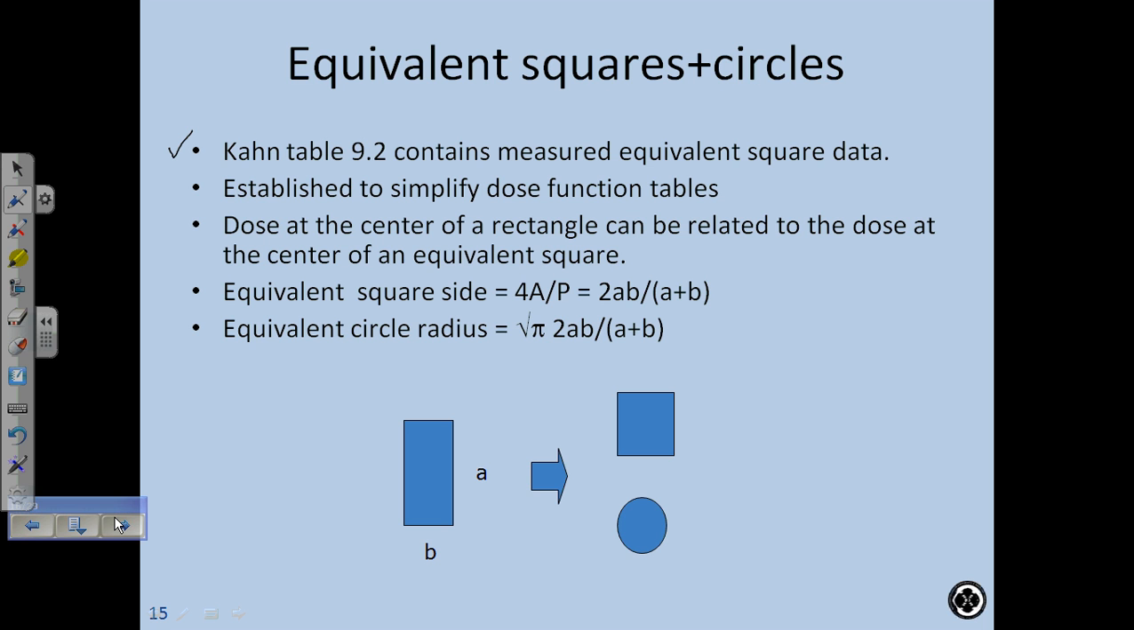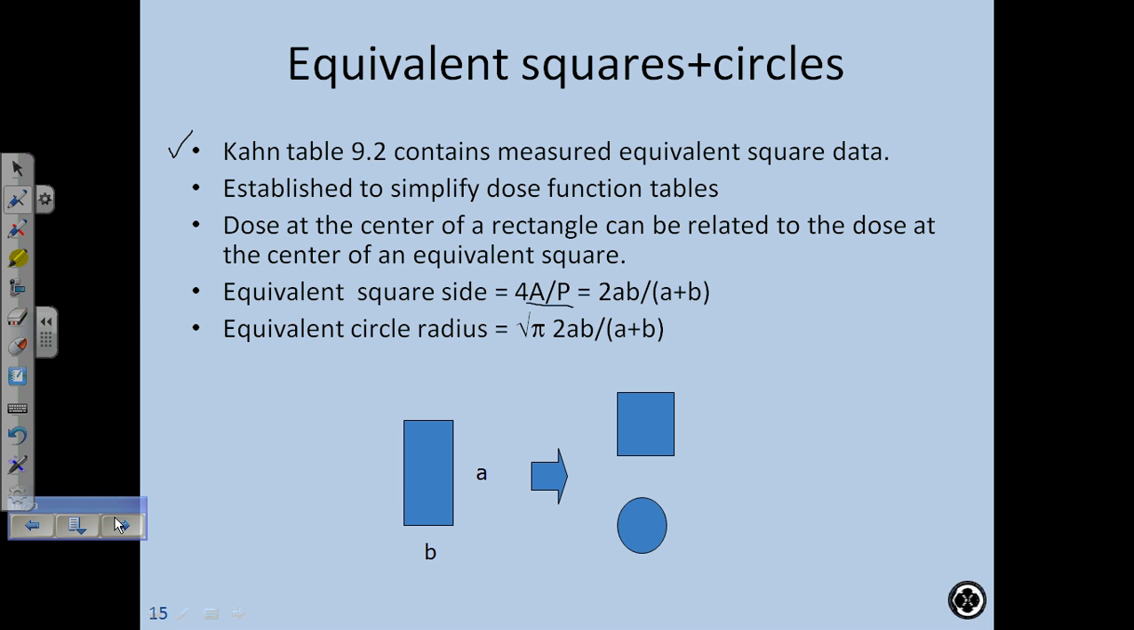That's measured data. But they also found a very simple relationship that makes dose rates for rectangles equivalent to dose rates for squares, and that's the 4A over P equation. You can go to the table of equivalent squares, which is the most accurate way, but you can also use this approximation, 4A over P, which most people remember, where A is the area and P is the perimeter of the rectangle.